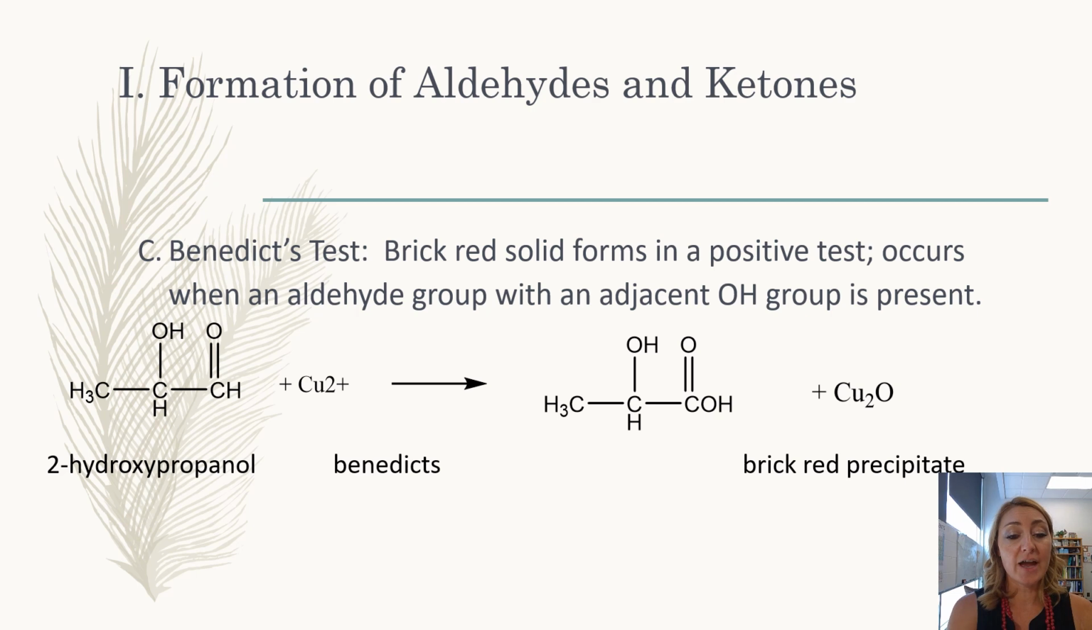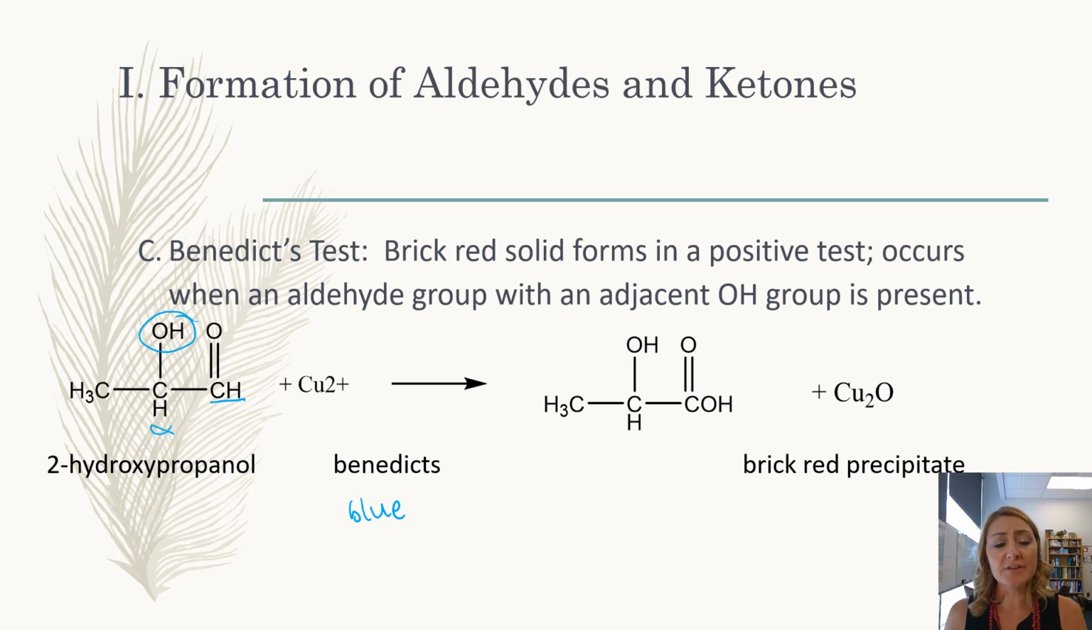So starting with an aldehyde, Benedict's is kind of a clearish blue color. When you add Benedict's to an aldehyde, if it's a simple aldehyde, you're going to get a positive test, but it's not as clear as if you have an aldehyde with an adjacent OH group. So you have your carbonyl, and then right next door, the 2nd carbon is going to have an OH group. That's an adjacent OH group. It's called an alpha hydroxy aldehyde, because we would call this the alpha carbon.